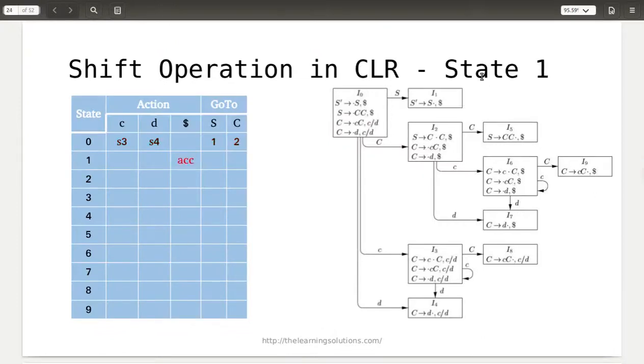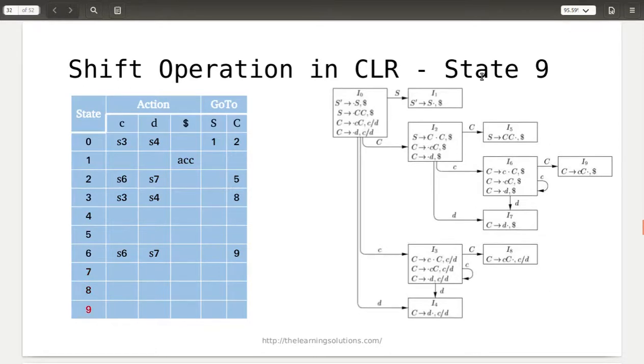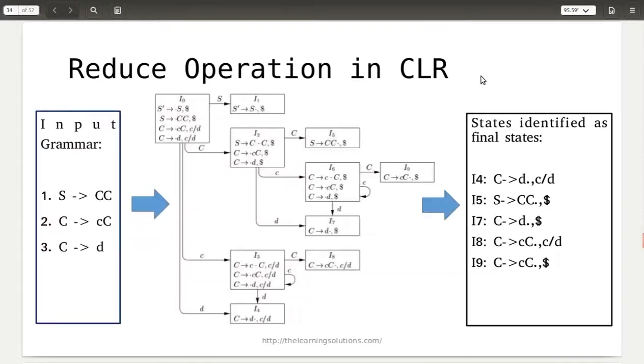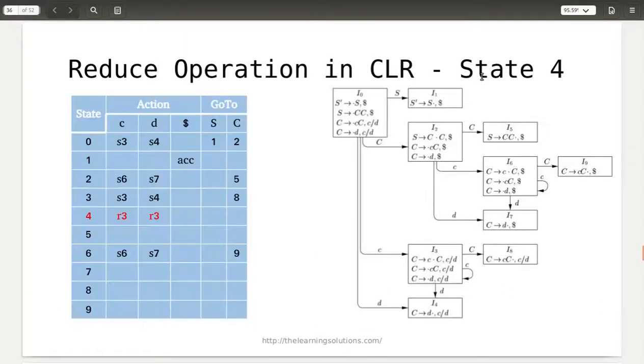So from state 0 to state 1, 2, 3, 4, 5, 6, 7, 8, 9. So from 0 to 9 we obtained possible shift operations. Then we saw about the reduce operation. Then we collected the candidate states that are considered as a final state, that is dot at the end. Then these states are mapped with the production rule, and we created the reduce operation for them.